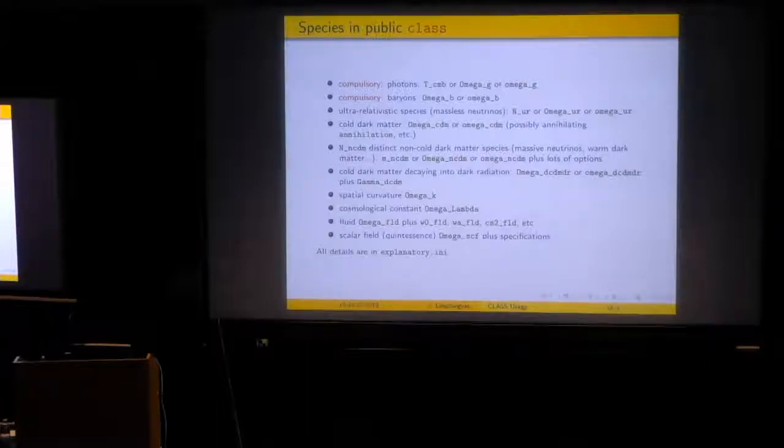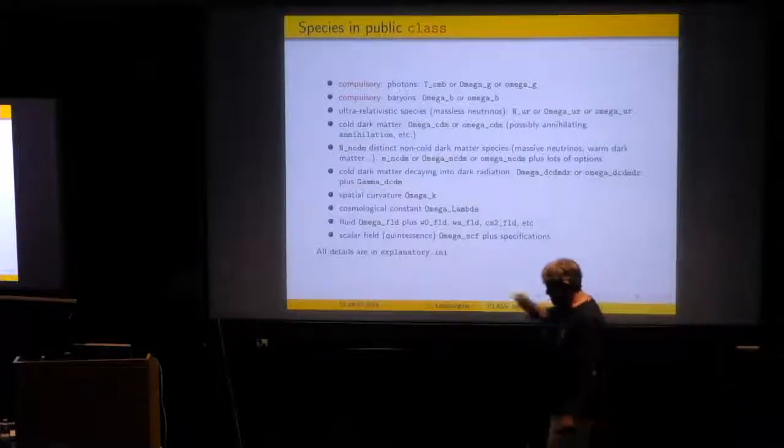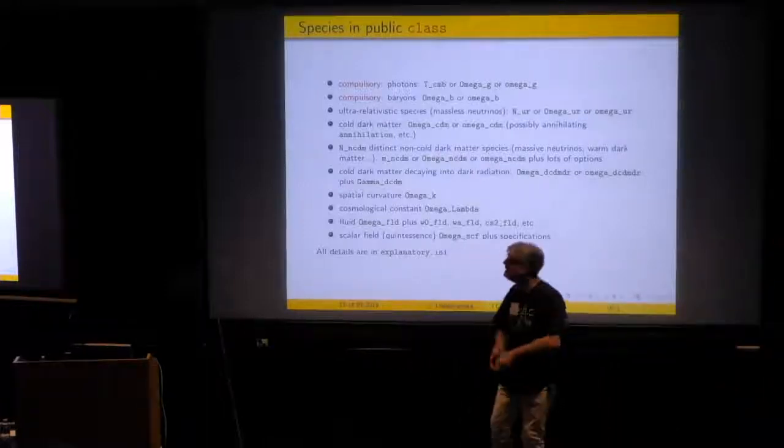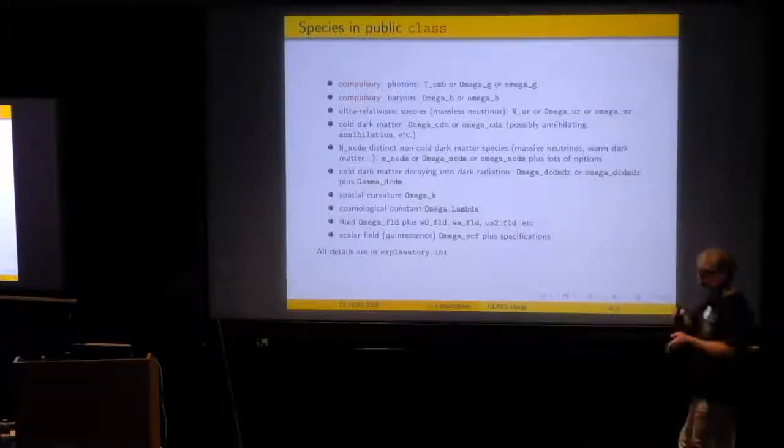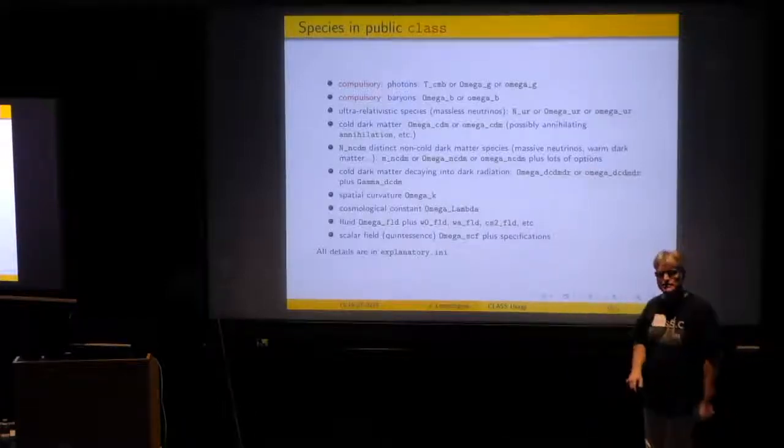And finally, you are allowed to have many of these non-cold species, because you could want at the same time 3 normal active neutrinos plus 1 sterile neutrino plus 1 warm dark matter component. Then you would set this number to 5, and for each of them, you would set independently your properties.